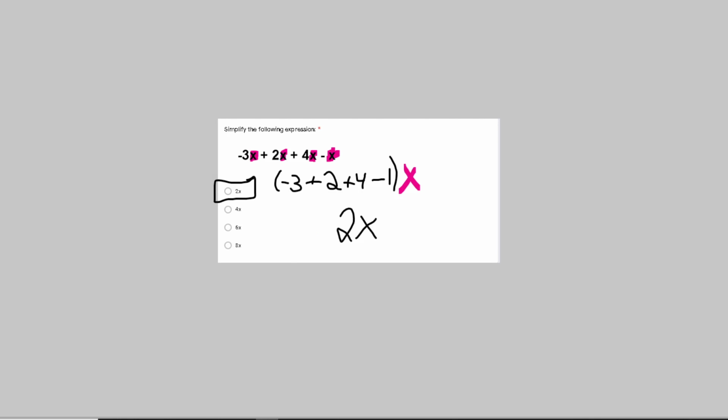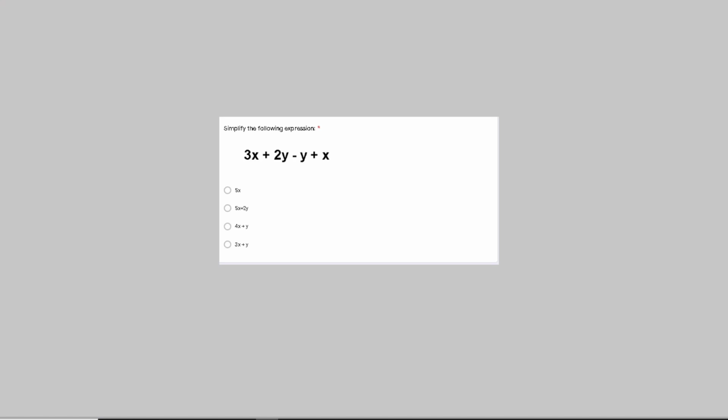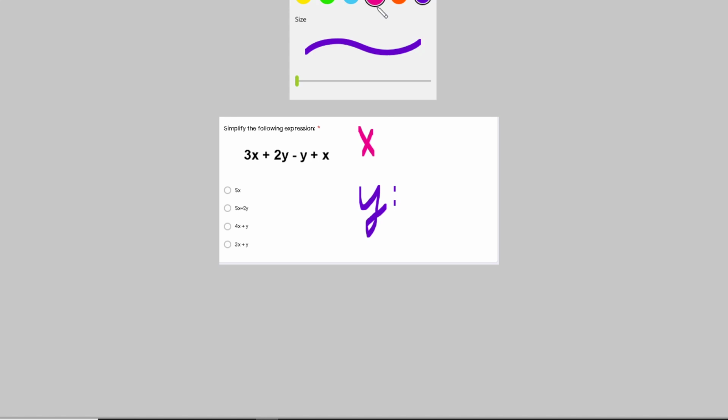Okay, another problem like this, but now this one has x and y. So we have x is one of our terms, or one of our variables, y is one of our variables. And so we have our x's, and then we have our y's.